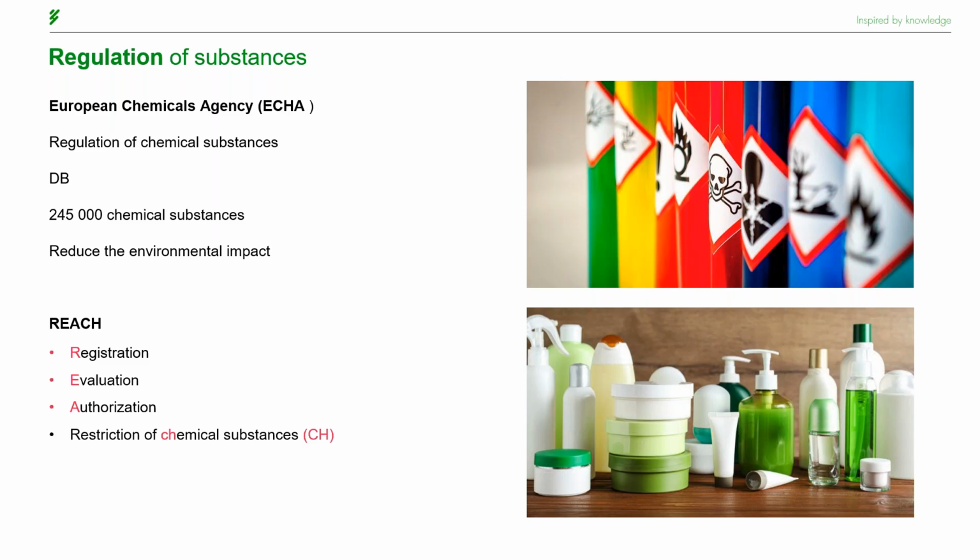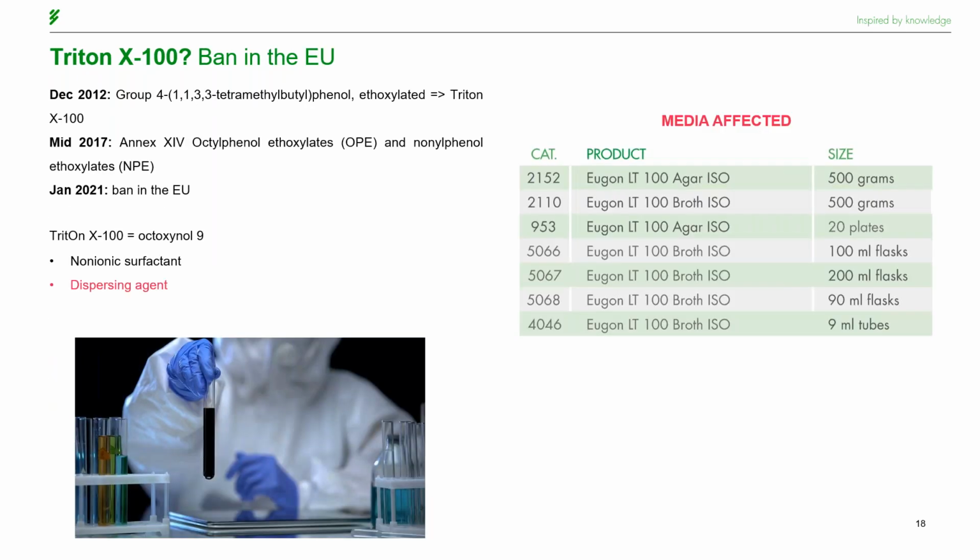If the risk cannot be managed, then the authorities, the ECHA, can restrict or even prohibit the use of a substance in question. And then why are we particularly interested in ECHA or REACH? So in 2012, the group for ethoxylated phenol, which includes the Triton X 100, was on the authorization list of candidate substances as extremely worrying due to its endocrine disrupting properties in the environment.